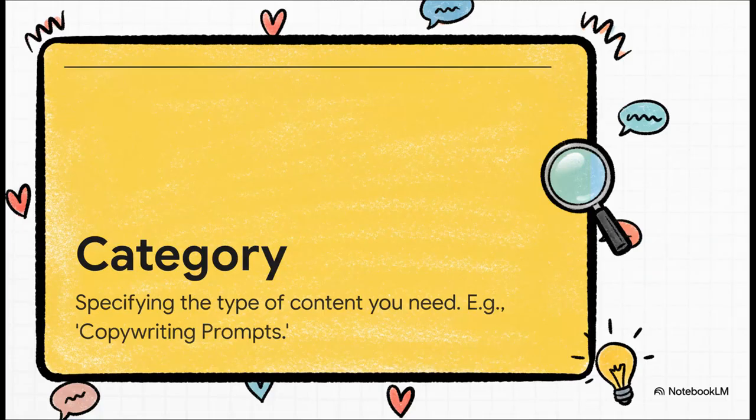Next up is the category. By asking for engaging blog post intros, we're basically putting this request in the copywriting box. This tells the AI to use persuasive language, to look for emotional hooks, not just to spit out dry informational text. It's like telling it which creative hat to wear for the job.